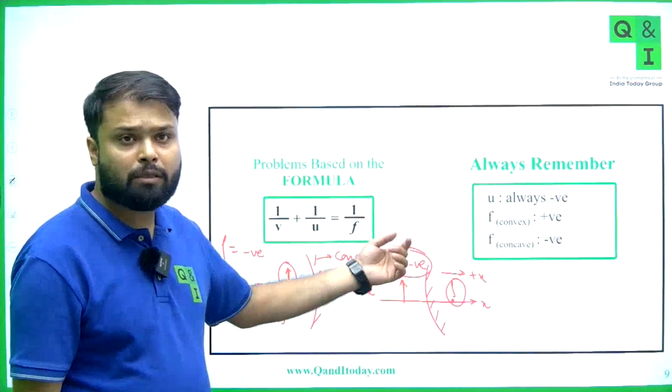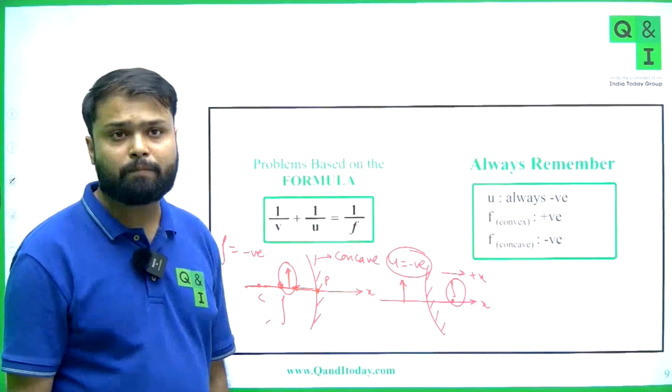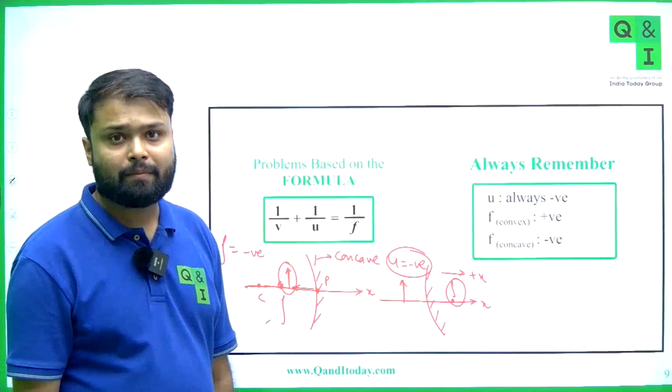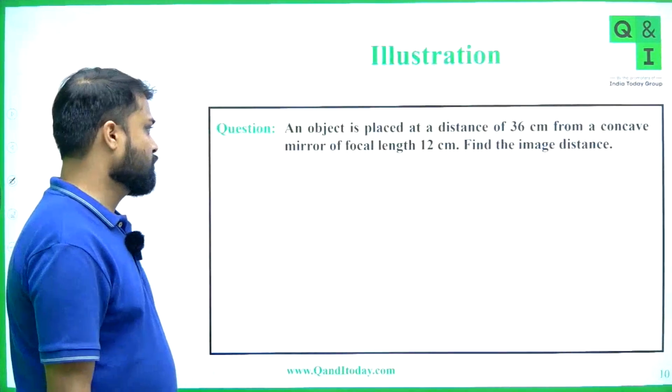So is this clear to everyone, for which mirror focus is positive, focus is negative, and U is always negative? Any doubt? Anyone, any doubt? Okay, so this is your first question.